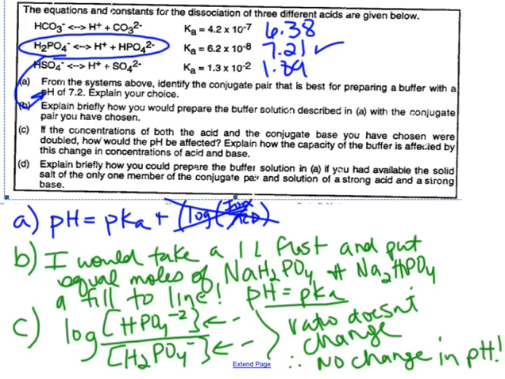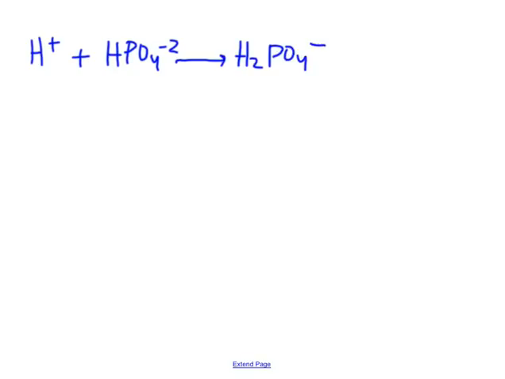All right. And Part D, explain briefly how you would prepare the buffer of a solution in A if you had available the solid salt of only one member of the conjugate pair and solution of a strong acid and a strong base. So basically, we're forcing an invasion here in order to make the conjugate. So let's think about it. I'm just going to say, let's pretend we have a strong acid. If I have HCl, I need to pick which salt of those two am I going to use to make the buffer system. So if I add H plus to HPO4 minus 2, do you see how that makes H2PO4 minus? Correct? It just jumps on there. That then is our buffer system.